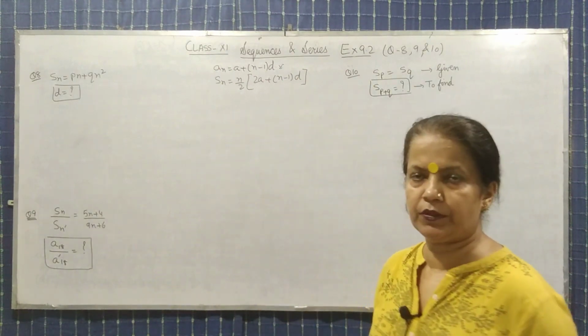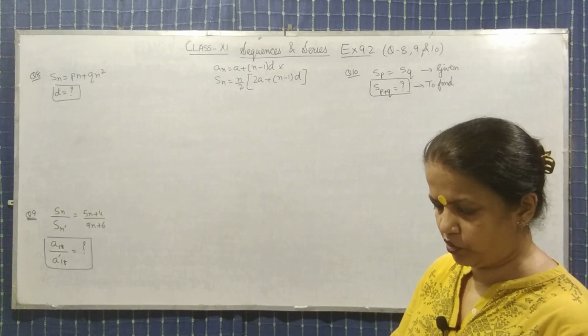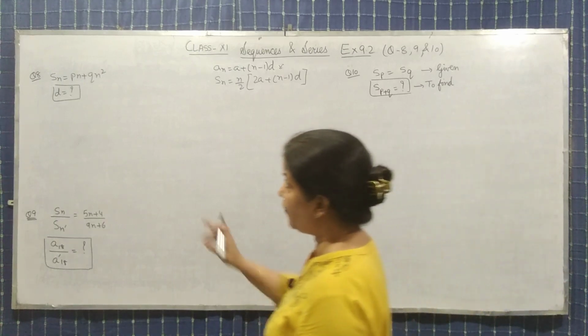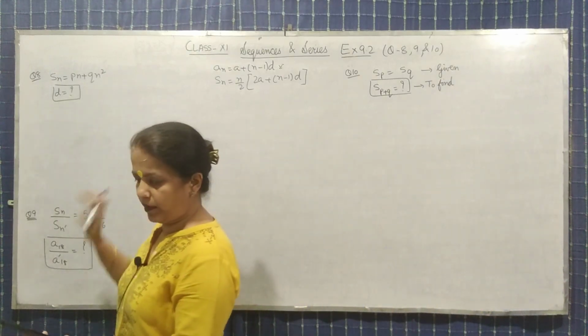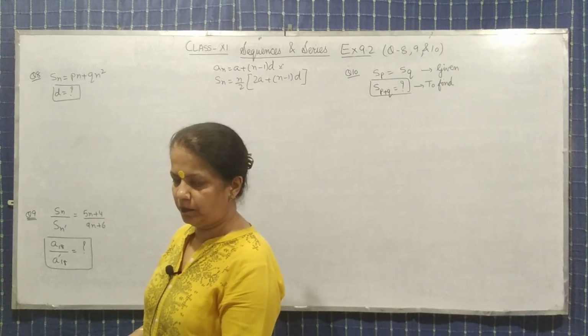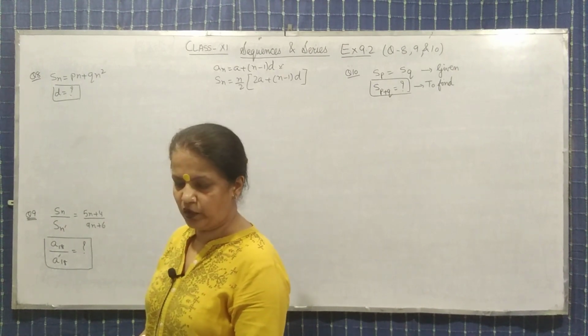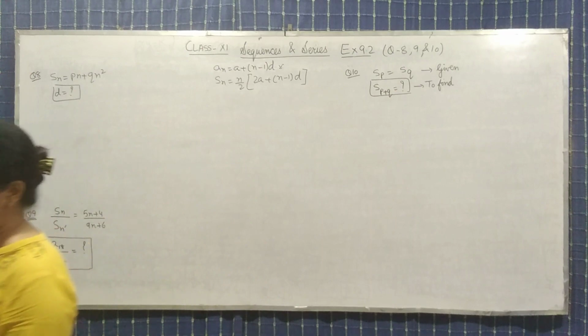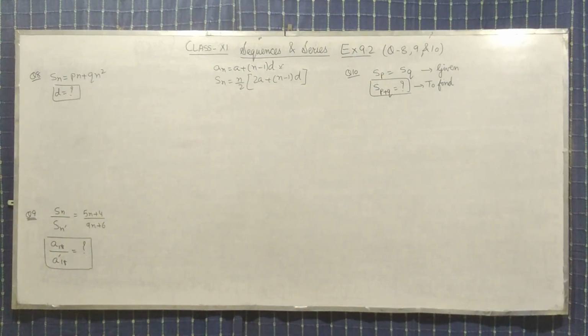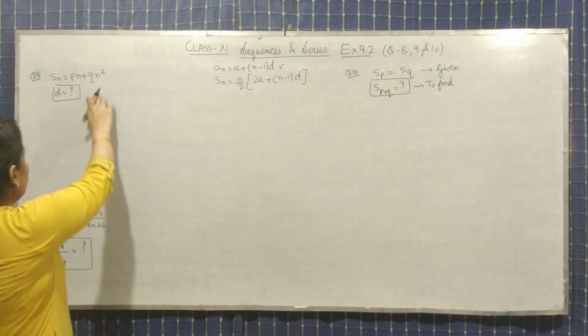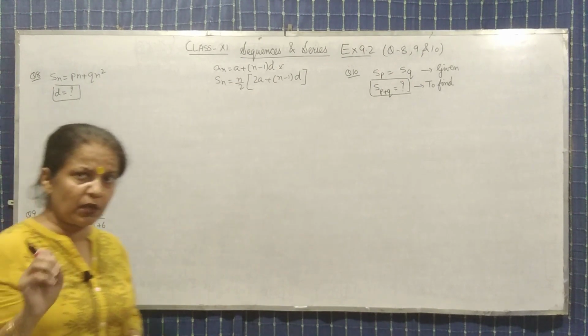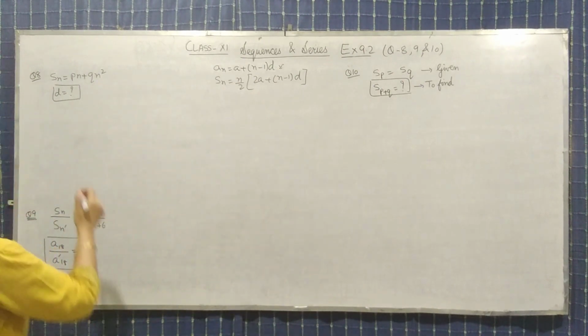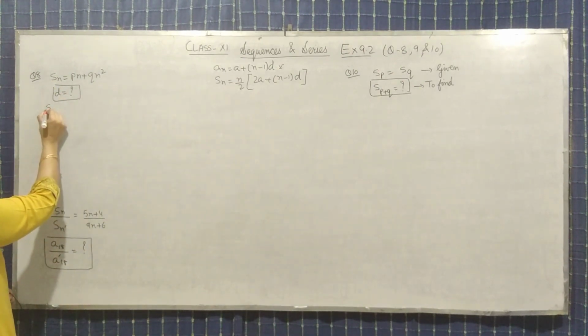Question number 8. It is given in the question the sum of n terms is given, that is Pn plus Qn square, and you have to find out the common difference. Common difference means you have to find out D. Sum is given. This concept we did in 10th class also. So can we find out the first term?